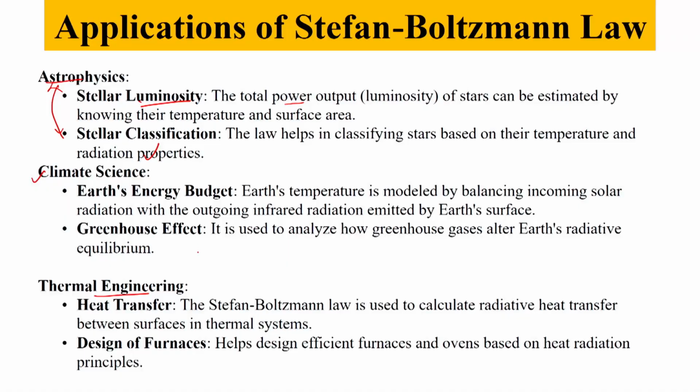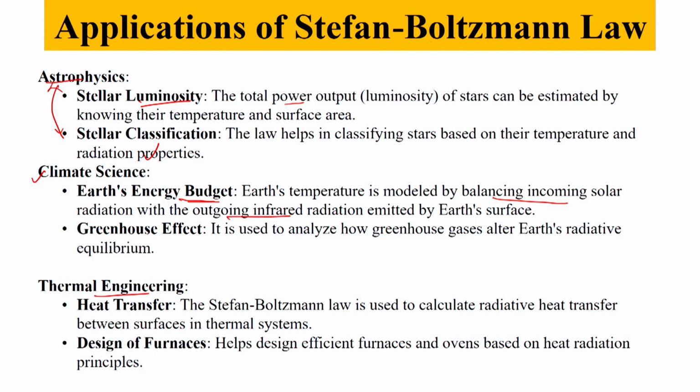Then in climate science, we talk about the Earth's energy balance budget, and we will specifically come back to it. The Earth's temperature is modeled by balancing the incoming solar radiation with the outgoing infrared radiation emitted by the Earth's surface. This radiation has to be in equilibrium between the incoming solar radiation from the Sun and the outgoing infrared radiation emitted by the Earth's surface.